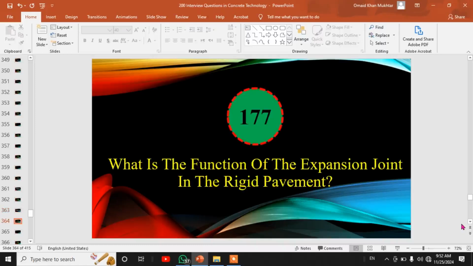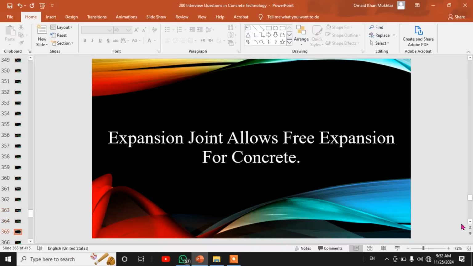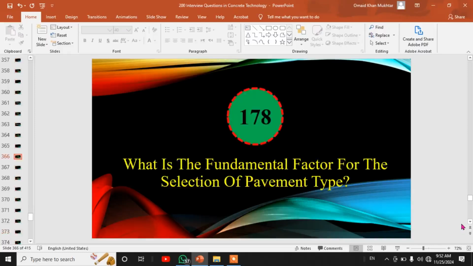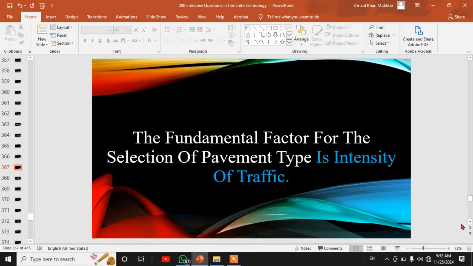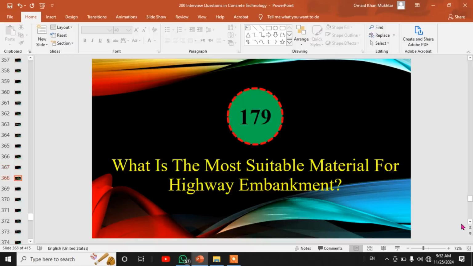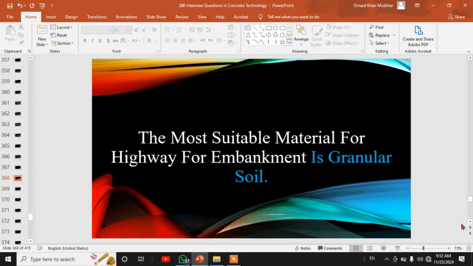177. What is the function of the expansion joint in the rigid pavement? Expansion joint allows free expansion for concrete. 178. What is the fundamental factor for the selection of pavement type? The fundamental factor for the selection of pavement type is intensity of traffic. 179. What is the most suitable material for highway embankment? The most suitable material for highway embankment is granular soil.